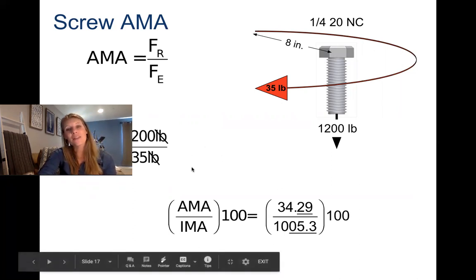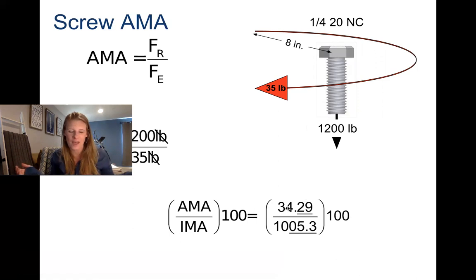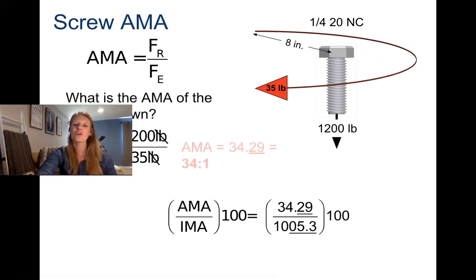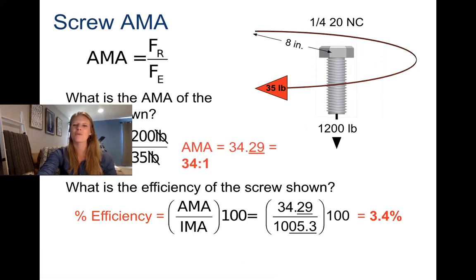That was my ideal mechanical advantage. But in reality, with all the friction that happens with these, it ends up being, if I take the 1,200 divided by 35, it ends up being 35.29. So my 1,000 did not happen. It's not 1,000 times efficient. It's more like 34 times more efficient.